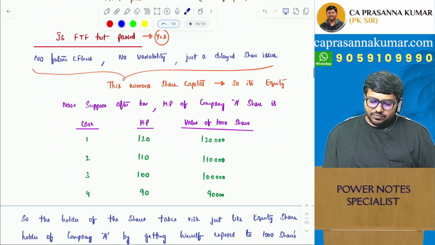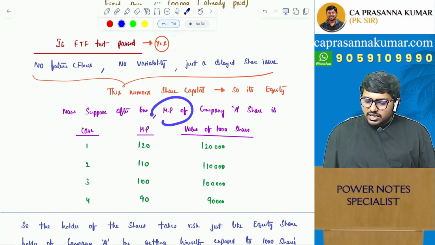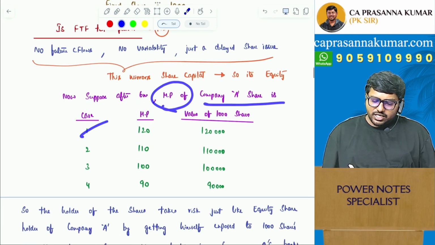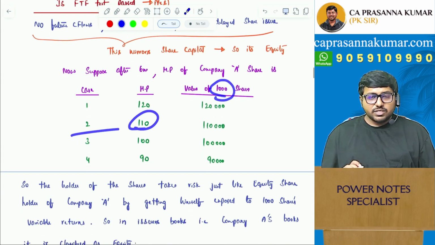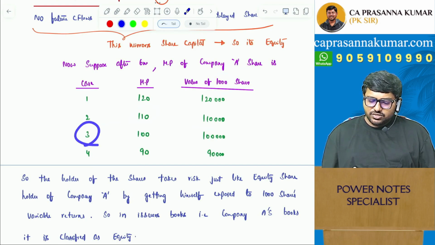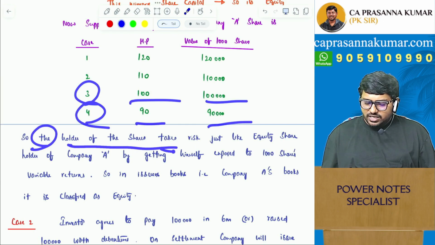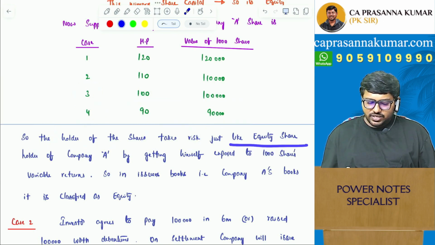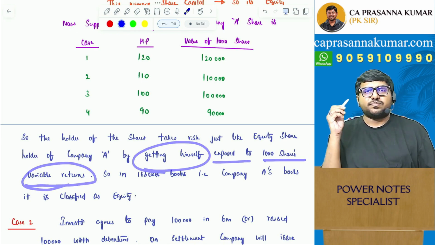Right, moving on. Now, suppose after 6 months, suppose till here it is done. Already we are done with this example. Now, suppose after 6 months, market price of the company A share is, case 1, 120. Then the value of shares will be 1,20,000 because the number of shares is anyway fixed. Suppose in case 2, if the market price becomes 110, value of shares will be this much. In case 3, this much. In case 4, this much. So, the holder of the share takes risk just like equity shareholder of the company A by getting himself exposed to 1000 shares' variable returns.